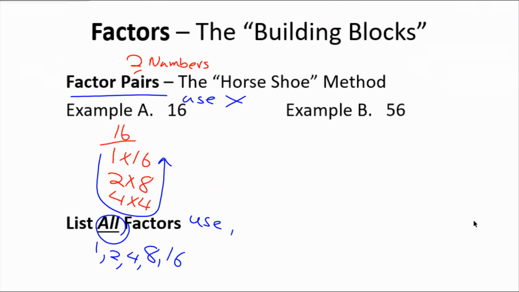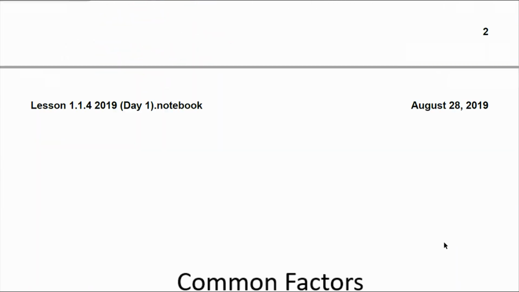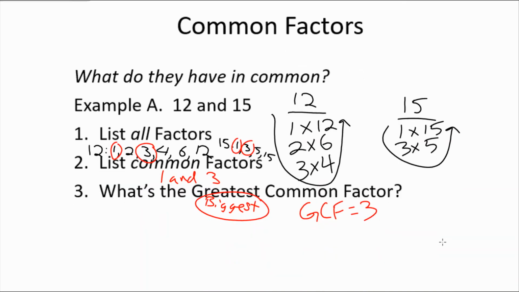All right. And then we went on to this slide where we talked about common factors. So now we're going to put it together. Okay, we have 12 and 15, and we need to figure out what they have in common. So I do my factor pairs for 12. 1 times 12, 2 times 6, 3 times 4. My factor pairs for 15. 1 times 15 and 3 times 5. And then I do the horseshoe to list them out. So here's my list for 12. It's 1, 2, 3, 4, 6, and 12. And my list for 15 is 1, 3, 5, and 15.